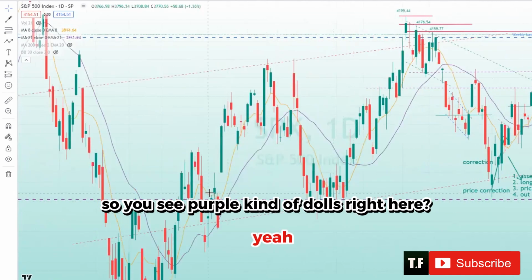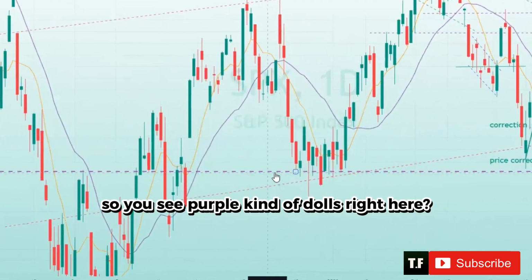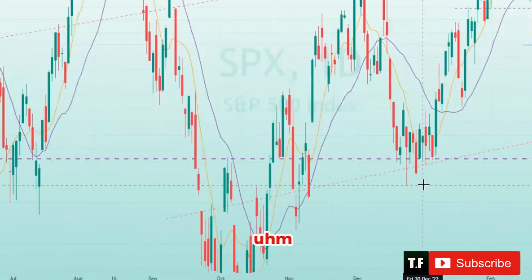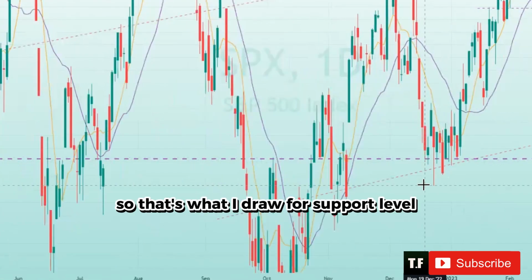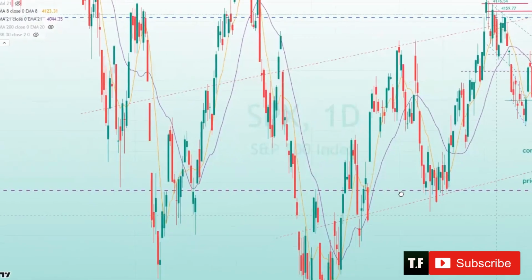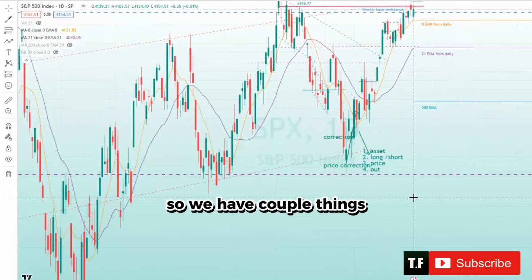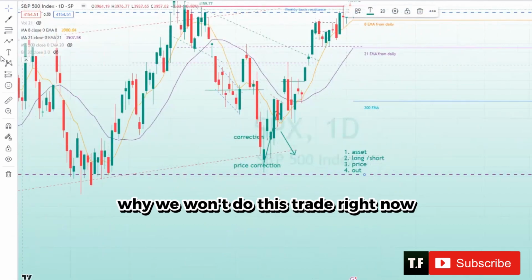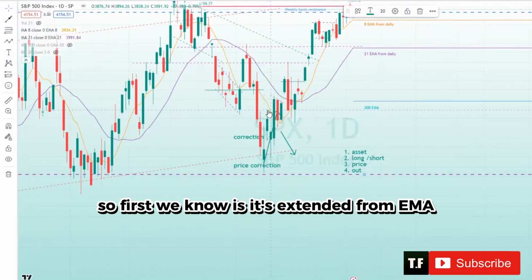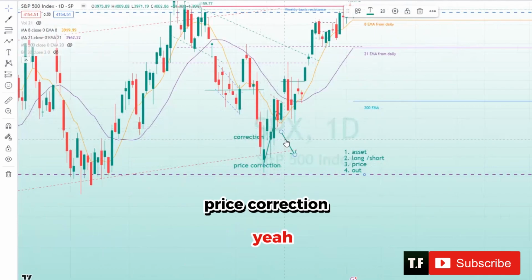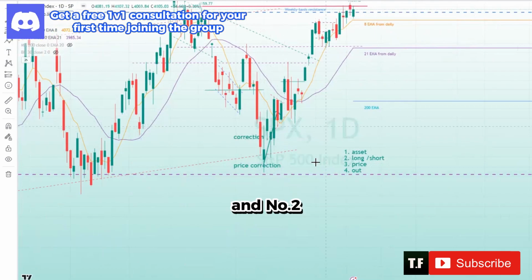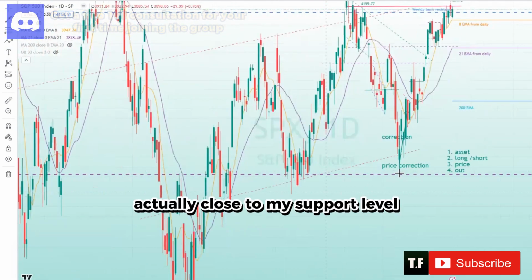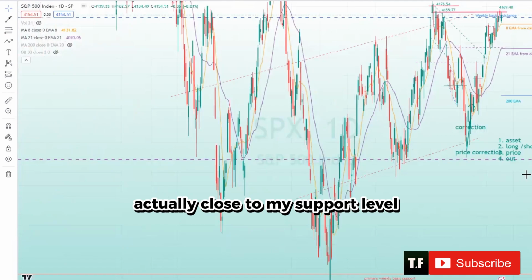You see this purple dotted line right here? That's what I drew for the support level. We have a couple of reasons why we want to do this trade right now. First, we know it's extended from the EMA, so we want a price correction. That's number one, and number two, it's close to my support level.